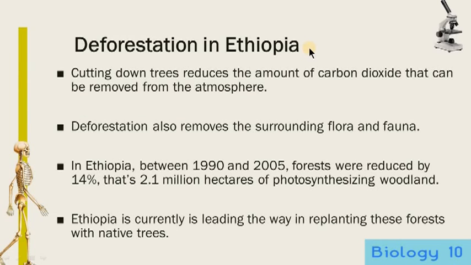This is why deforestation is a problem. When we cut down trees, we reduce the amount of carbon dioxide that can be removed from the atmosphere. The process of deforestation isn't just the removal of trees. It is the removal of the smaller plants around those trees also.